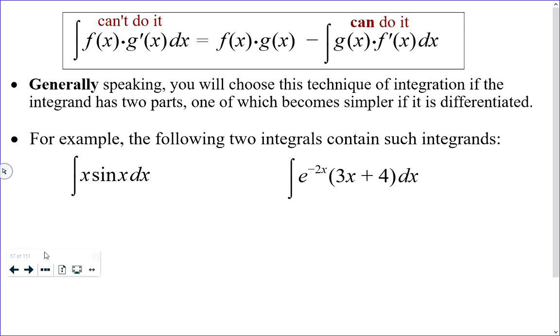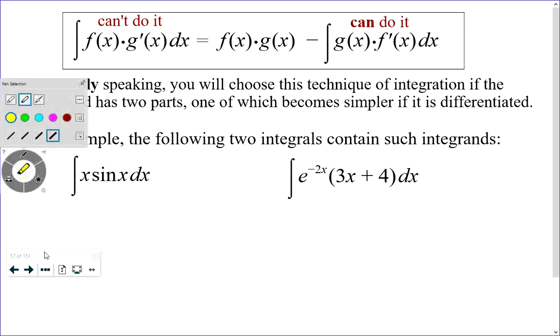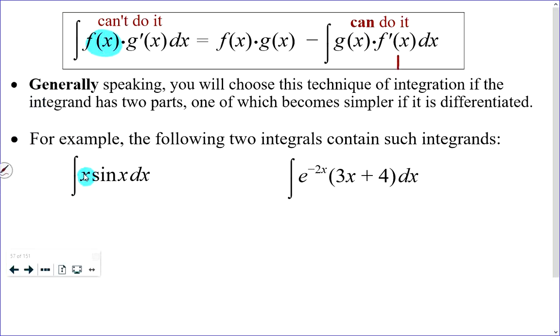So in these two examples here, I have the integral of x sine x dx. If we chose f of x as being x, then that x over here is simply going to become 1, right? And 1 isn't even something we have to worry about. It doesn't even have a variable.